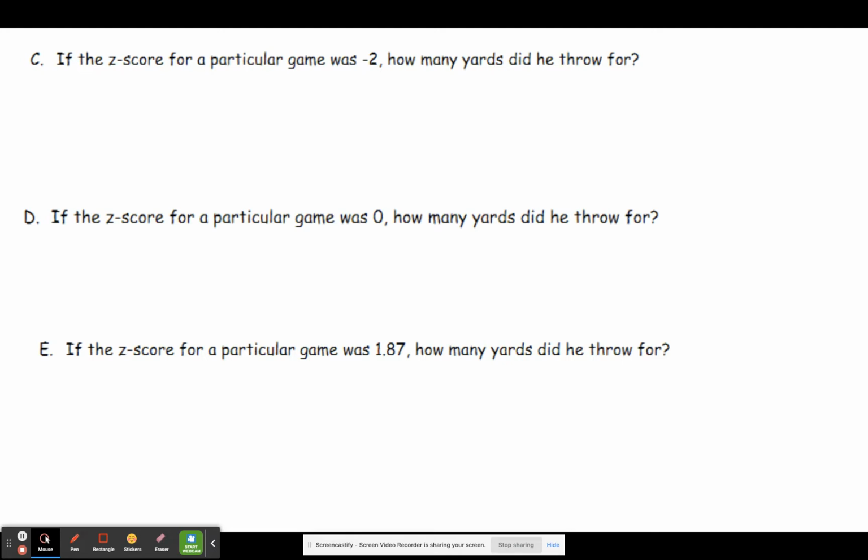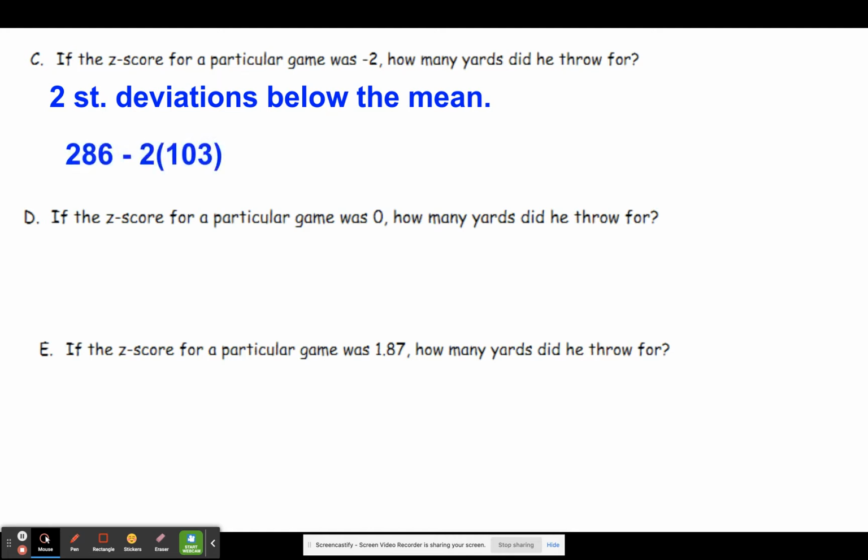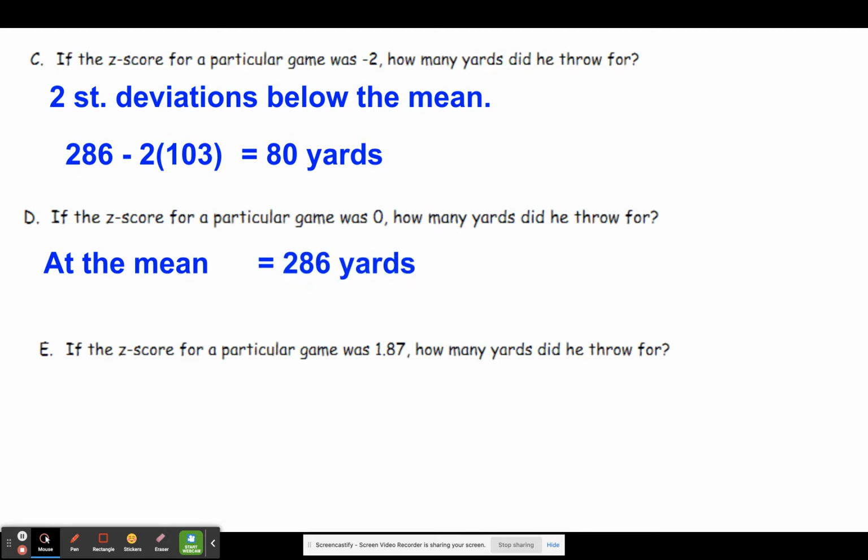If the z-score for a particular game was -2, how many yards did he throw for? Well, -2 means that that performance was 2 standard deviations below the mean. The calculation that we would use to find that is we would take the mean, 286, and subtract 2 standard deviations from it. So 2 times the standard deviation of 103. And that would tell us that he had a game where he only threw for 80 yards. Part D says, if the z-score for a particular game was 0, how many yards did he throw for? Well, 0 for a z-score means he was at the mean, and the mean in this case is 286 yards.